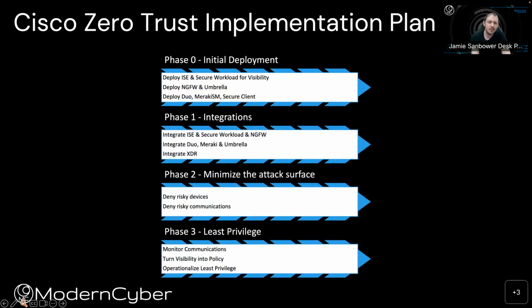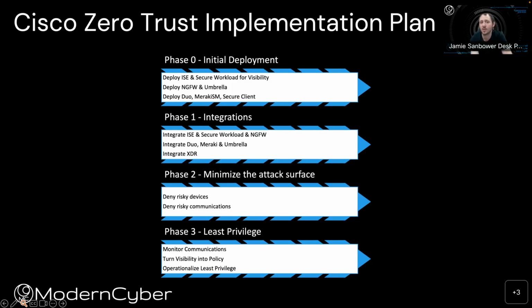Now, one thing I did want to relay here is, we've talked about some of the key components. How do we lay out an implementation plan that's going to help an organization get from zero capabilities when it comes to Zero Trust Architecture to a fully deployed, configured, and operationalized Zero Trust Architecture? If we start at the top, what I like to call phase zero, or an initial deployment, one of the first things you should be focused on is deploying things like ICE and Secure Workload for that visibility.